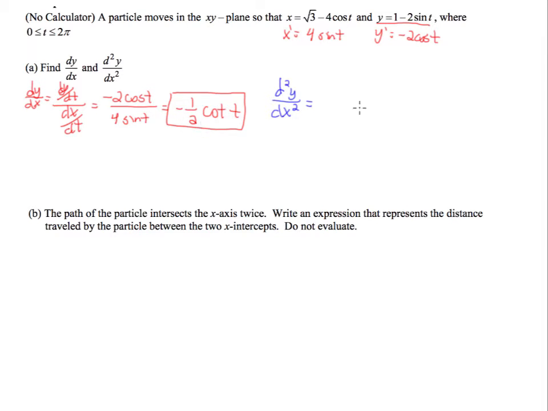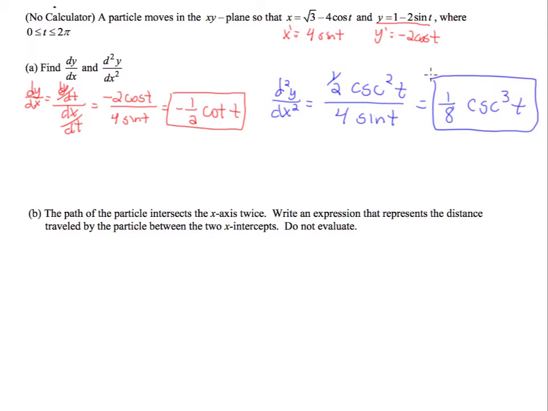So for the second derivative, we take the derivative of our last answer, and we know that cotangent of t's derivative is negative cosecant squared, so that becomes a positive 1/2 cosecant squared of t. And then I always divide by the derivative of x with respect to time, so 4 sine. Simplifying this down, we get 1/8 cosecant cubed of t. And that's it for example A.